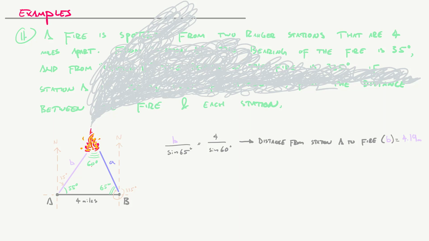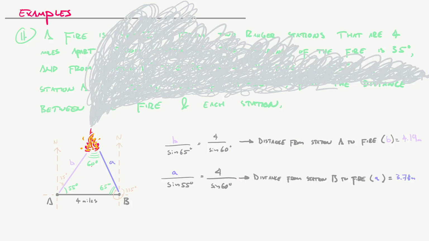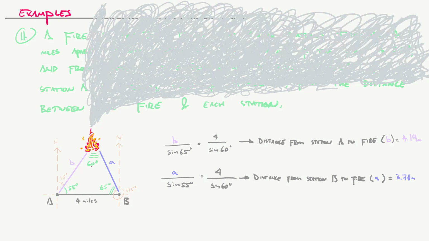Just some algebra to get there. Multiply both sides by sine of 60 to find A. A over the sine of 55 is equal to 4 over the sine of 60. And again, some quick math there gives us 3.78 miles as the distance from station B to the fire. Okay, and then we're done.